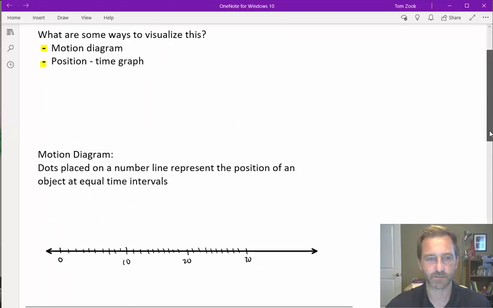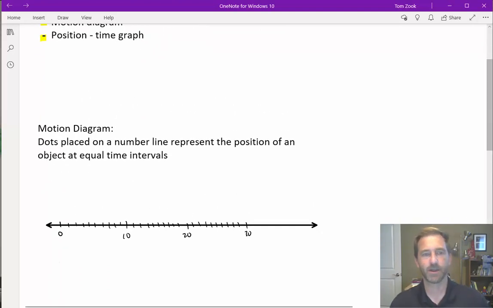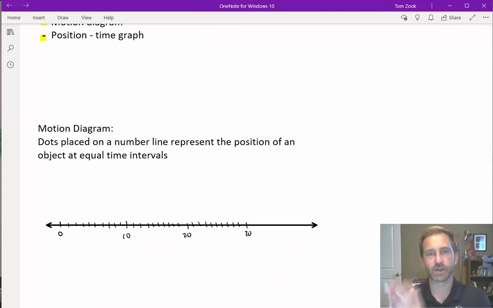Motion diagrams, sorry, let me get that right where I want it, right in the middle, essentially are dots placed on a number line that represent the location of an object. Because you're in one dimension, you can only have one quantity that you're varying, the position. Those dots need to be at equal time intervals. That's really important, and you usually want to indicate what the time interval is. Most examples, it's like every 1 second or every half second. For us, we might do every 1/10 of a second.